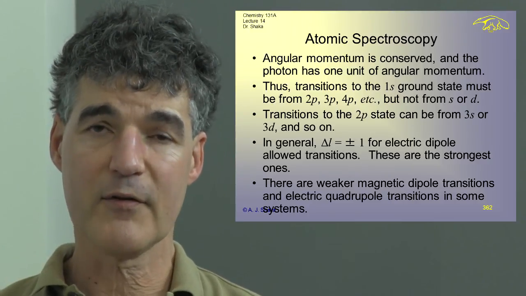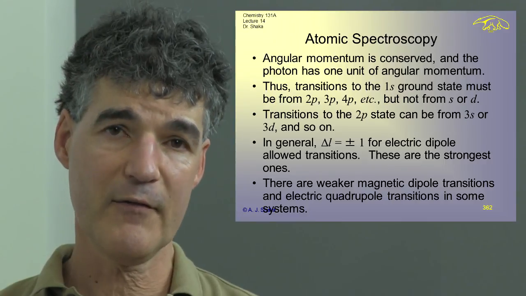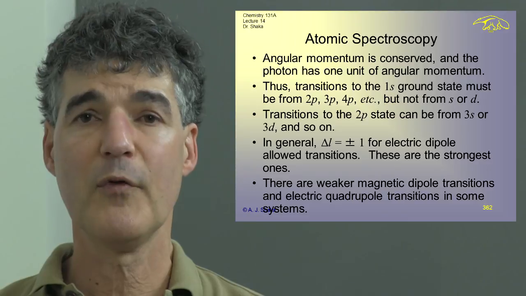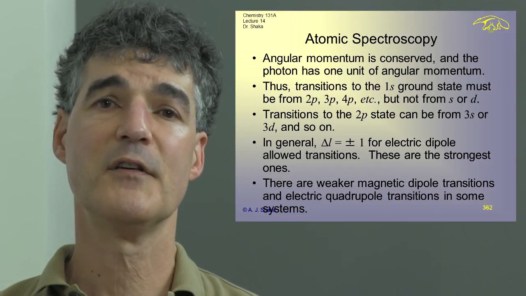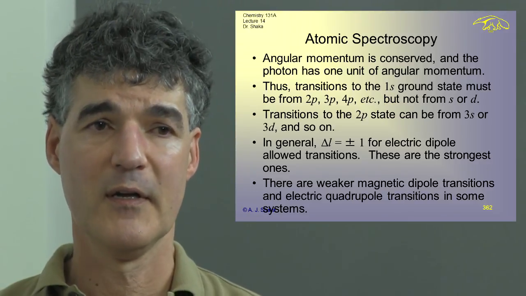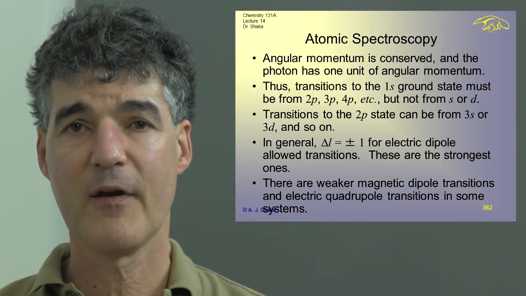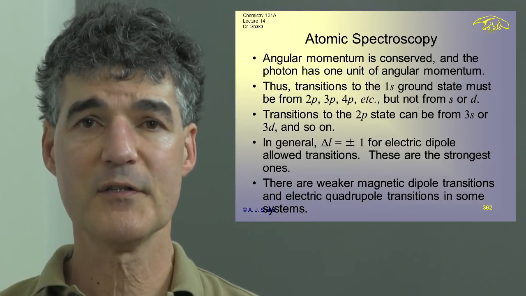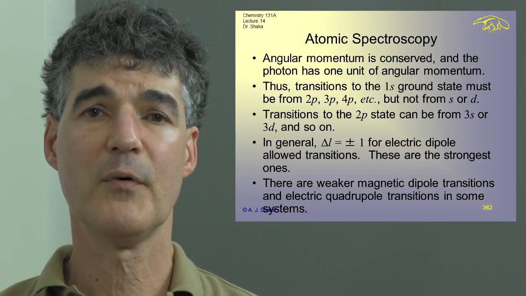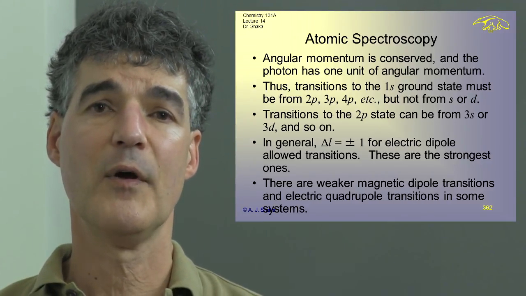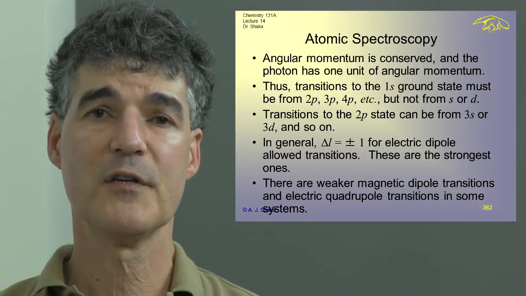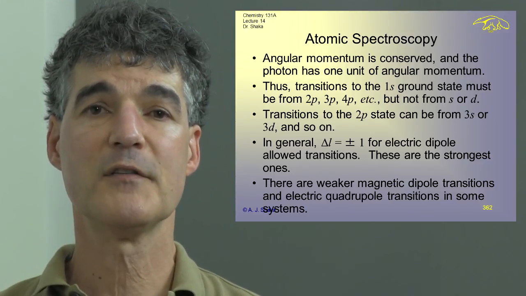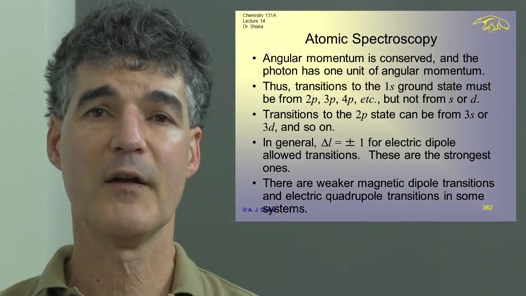Not always, however. If the atom is very heavy like mercury, as we'll see in the next lecture, we could have a strong transition that doesn't seem to follow this rule. There are weaker transitions, magnetic dipole transitions, and electric quadrupole transitions. We won't touch on those much, but you should keep in mind that those can and do occur, and therefore you mustn't just assume that this is an ironclad rule.